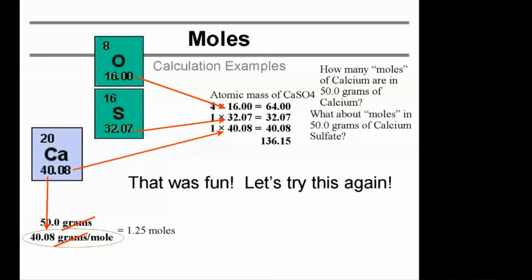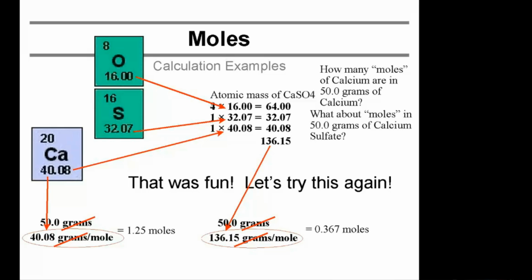Let's populate this whole thing, add them all together, and then we get an atomic mass of calcium sulfate molecule. That's not an atom, it's a molecular compound, 136.15. Okay, we figured that one out. Really great. 50 grams divided by our 136.15 grams per mole. And unlimber the calculator, my grams cancel out. Now I get 0.367 moles.